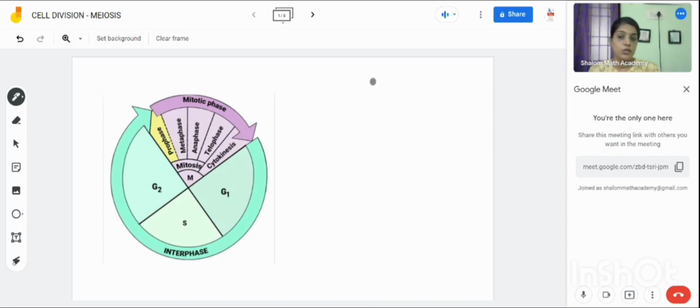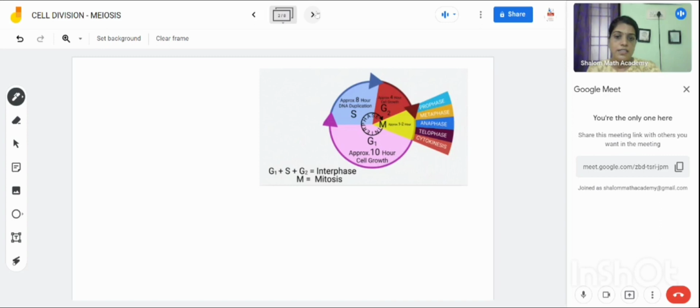Now let's go into meiosis. What happens in meiosis? I've just shown you an example of the mitotic phase for you to understand, because you must be very familiar with mitosis: prophase, metaphase, anaphase, telophase, and cytokinesis. You would have studied how it is happening. Now I want to introduce you to meiosis. In meiosis, there are two stages, meiosis 1 and meiosis 2.